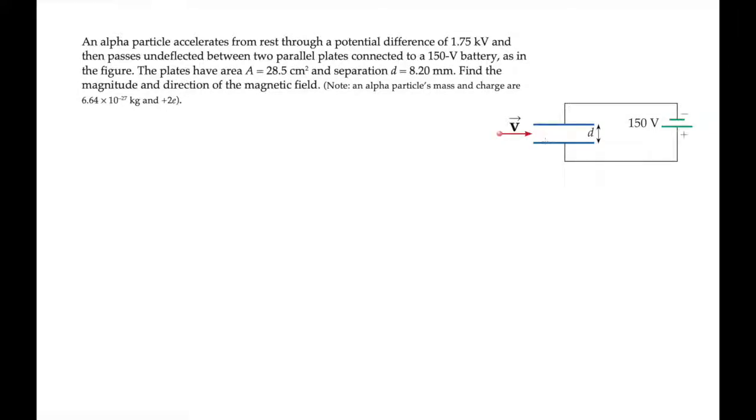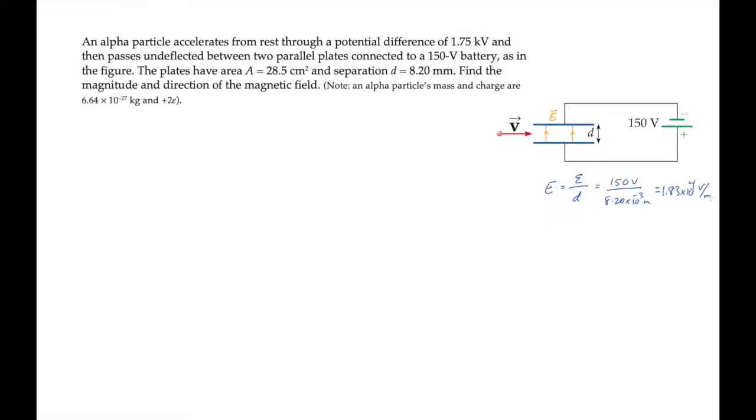This problem has a few pieces we can assemble before solving it. First, let's find the direction and magnitude of the electric field between the plates. The bottom plate is positive, so the electric field is directed from it to the top plate. We know the electric field between the plates is constant. It's the battery voltage divided by the plate spacing. That gives us its magnitude of 1.83 times 10 to the fourth volts per meter.